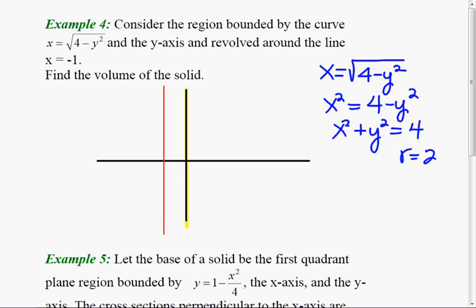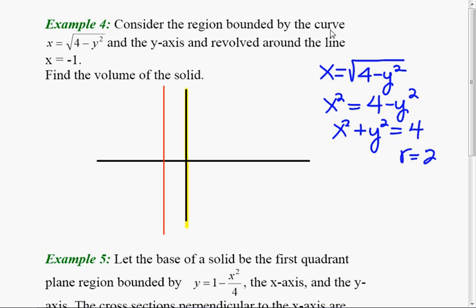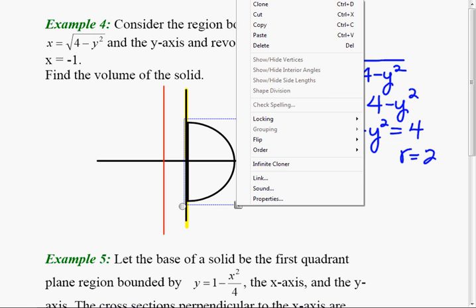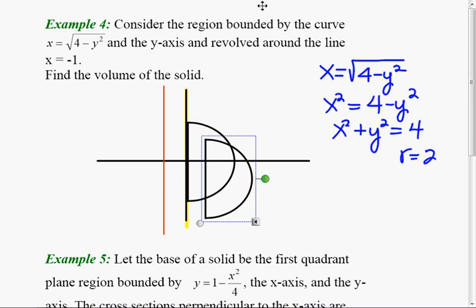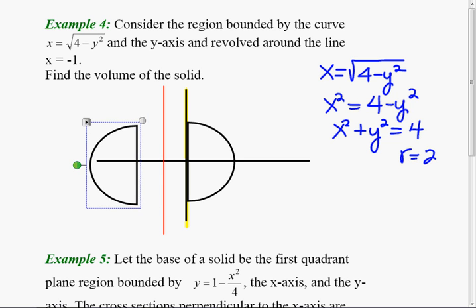So I'm going to cheat a little bit. There it is. Okay, there's my circle. I'm going to clone that, and I'm going to rotate that. Now this is rotated. This is an apple, if you think about it. It's rotated around x equals -1. Is that about right?